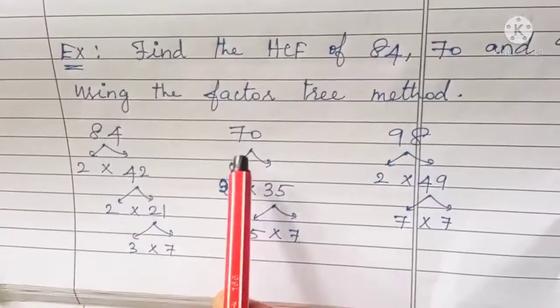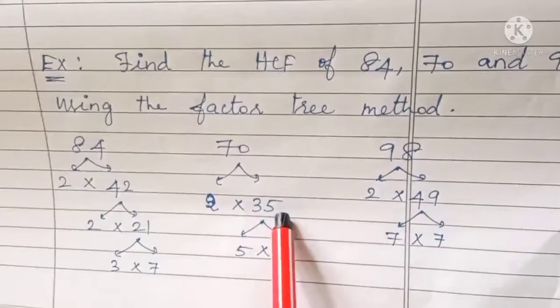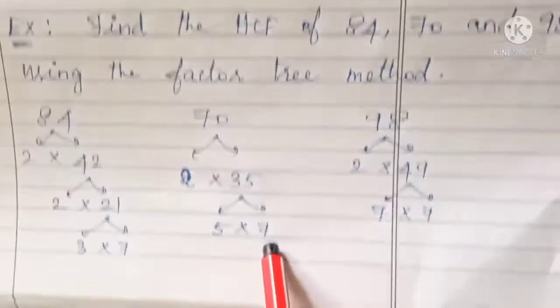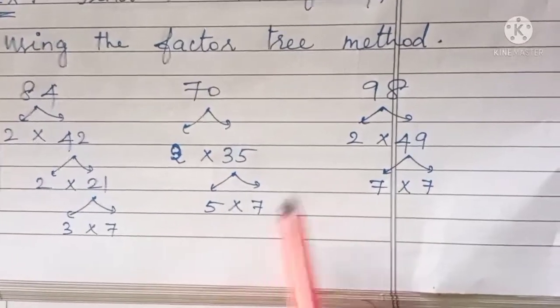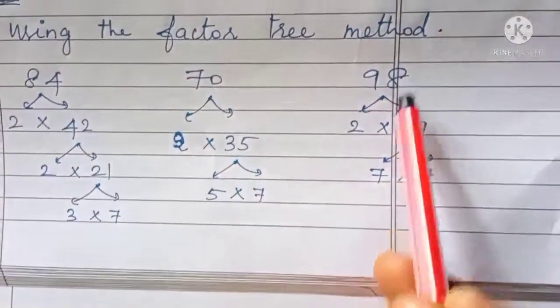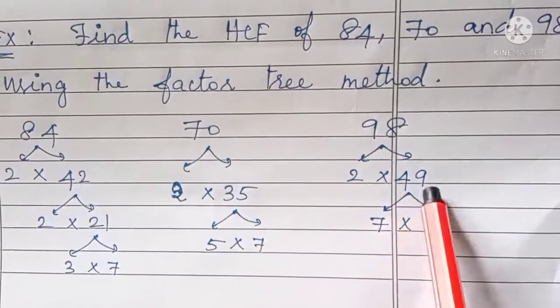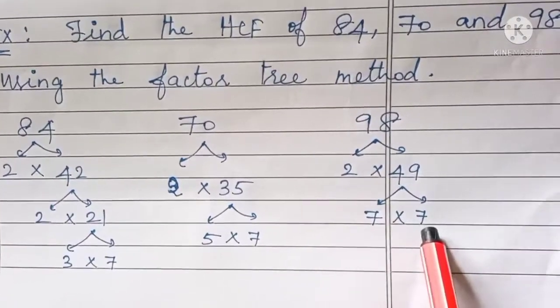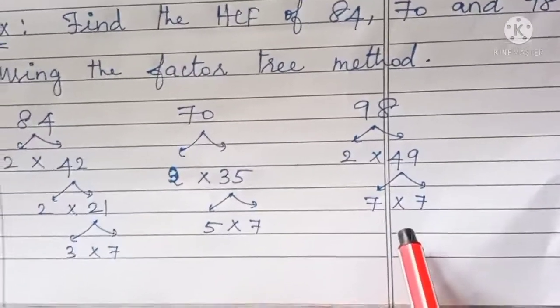The same way, 70 will come in the 2 table, becomes 35 times. 35 will come in the 5 table, becomes 7 times. 5 and 7 are prime numbers. You have to stop your work. The same way 98. 98 will come in the 2 table, 49 times. 49 will come in the 7 table, becomes 7 times. 7 and 7 are prime numbers. You have to stop your work.